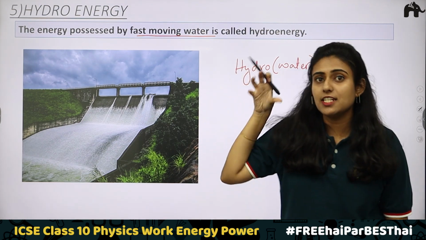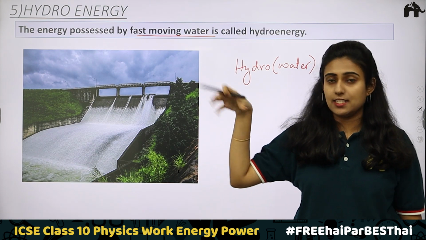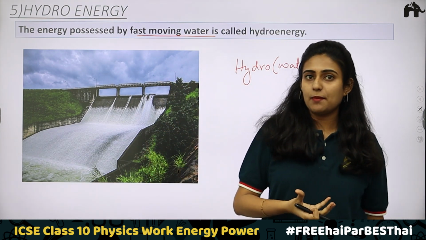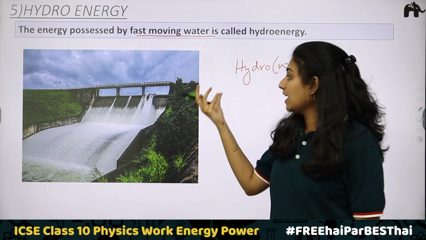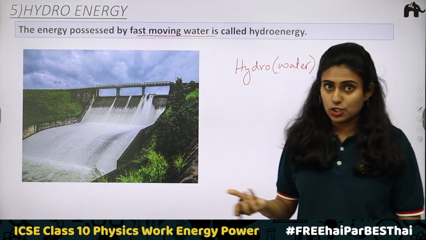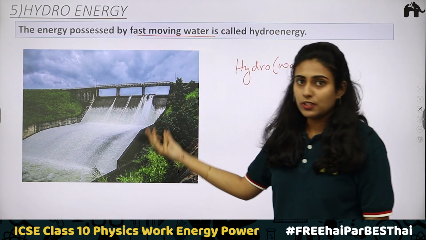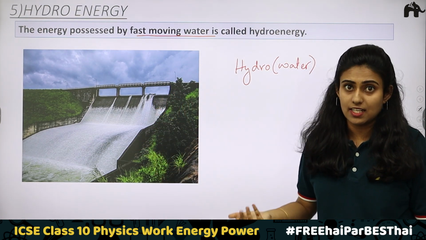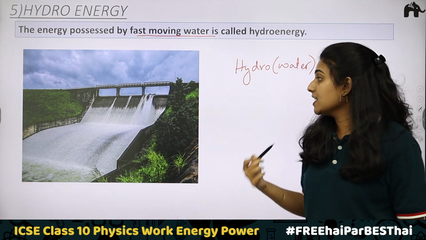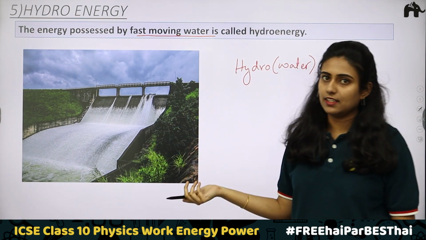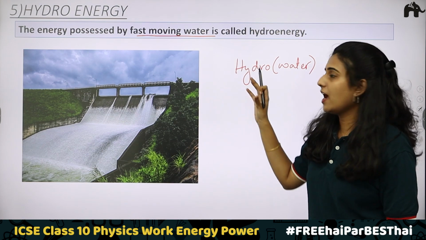There is potential energy when water is stored at heights. When the water starts moving, what happens? This potential energy gets converted into kinetic energy. Kinetic energy is energy in motion, energy due to motion. So when water is moving fast, it has kinetic energy. This kinetic energy helps the turbines to rotate and the generators to produce electricity or some other sources of energy. So this is what hydro energy is.